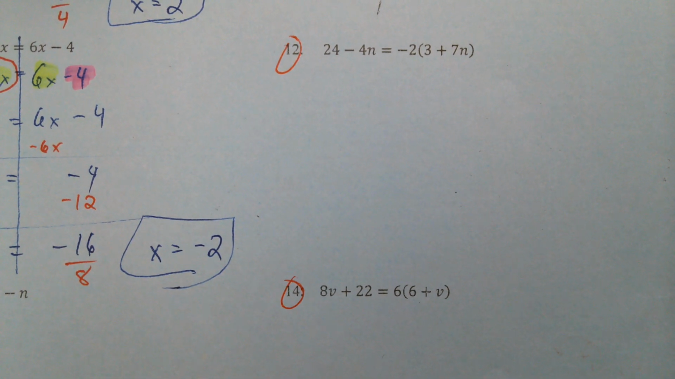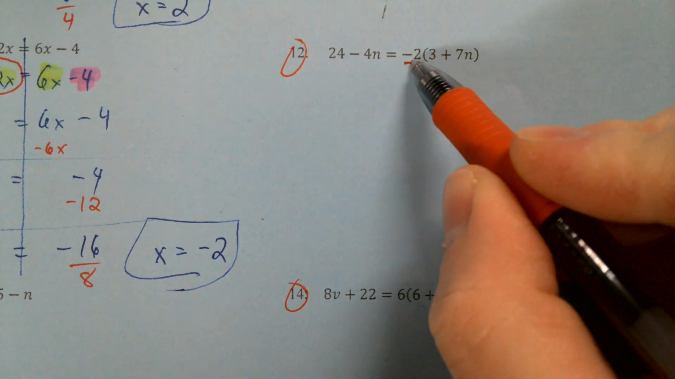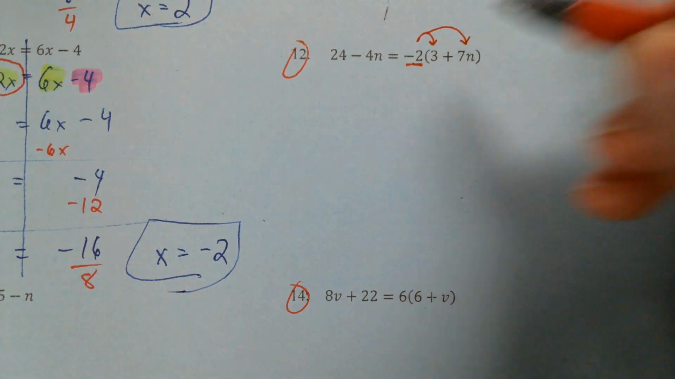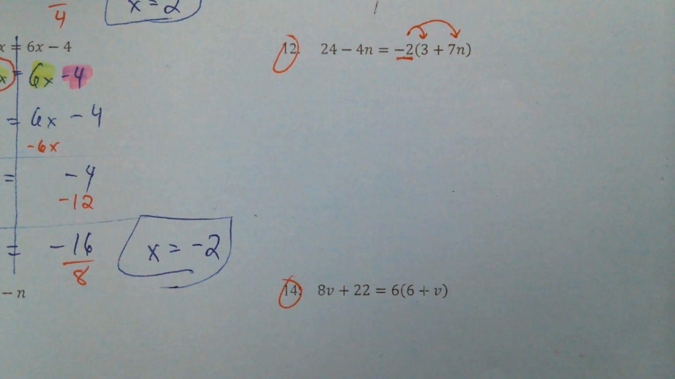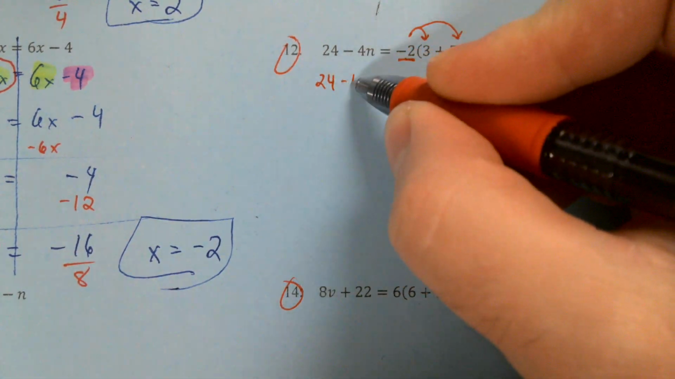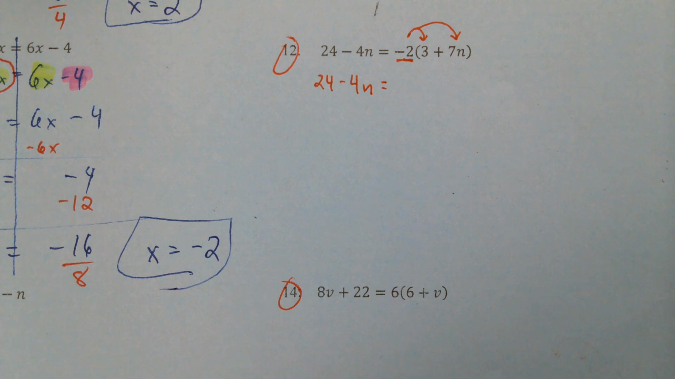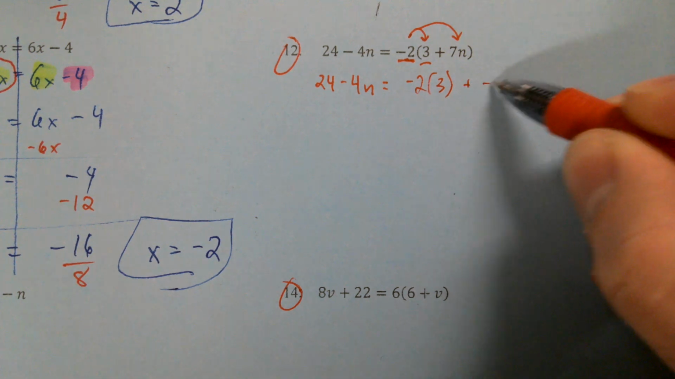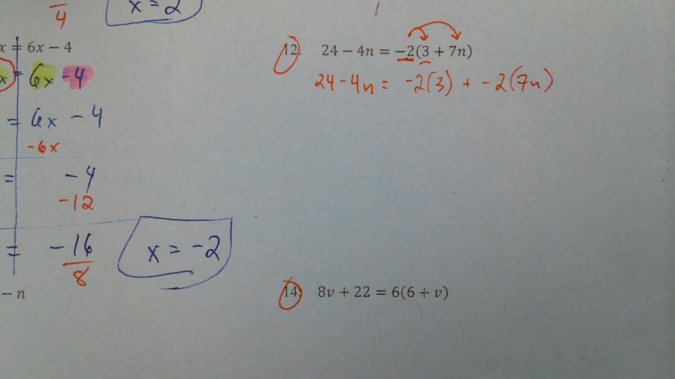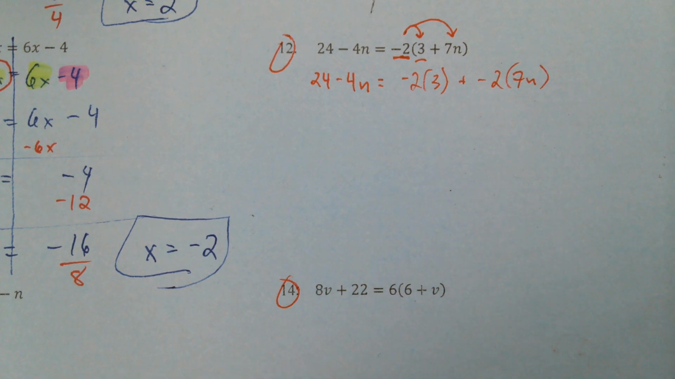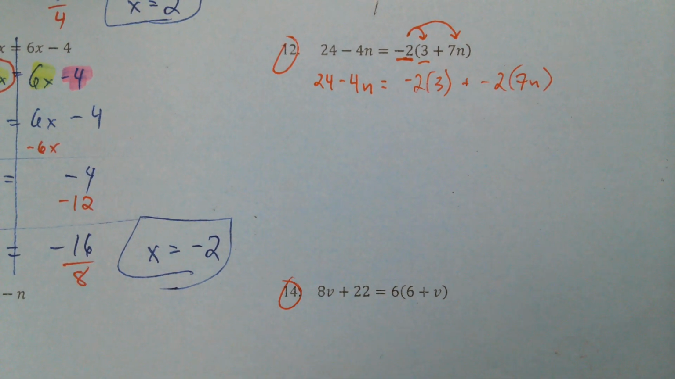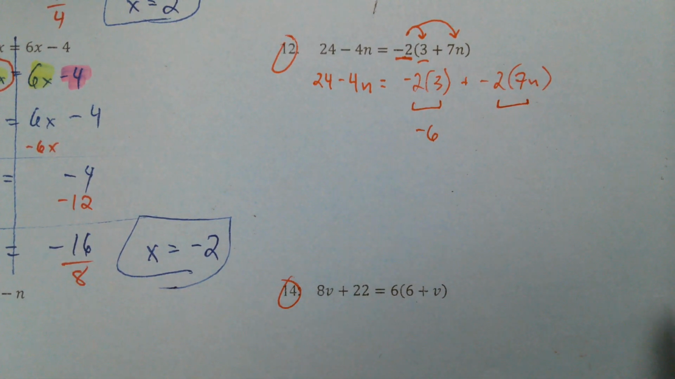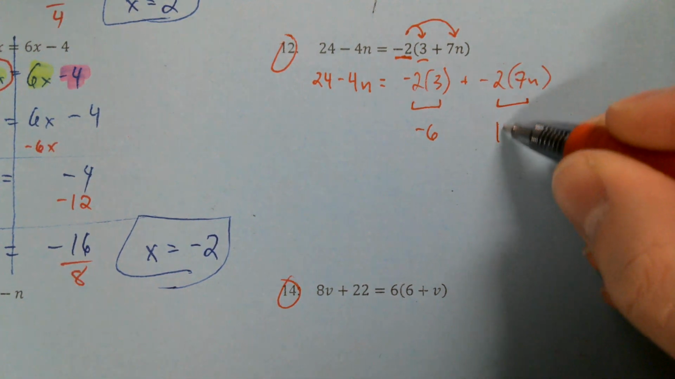-2. Take a look. This is the number outside my parentheses. We're going to distribute it to the 3 and distribute it to the 7n. We're not even going to touch the left side for now. We're going to keep it as it is, 24 minus 4n. -2 times 3 plus -2 times 7n. Even though our order is all flipped up and switched around here, we're going to follow the procedure like normal. -2 times 3 is -6. -2 times 7n is -14n.